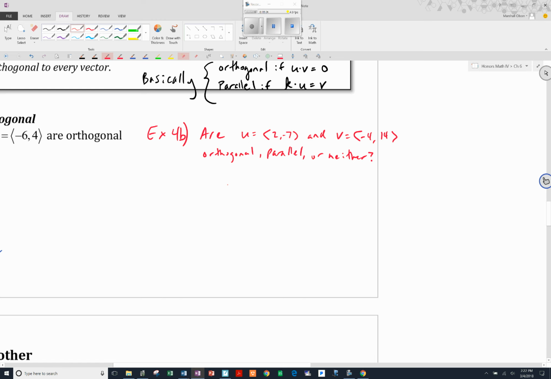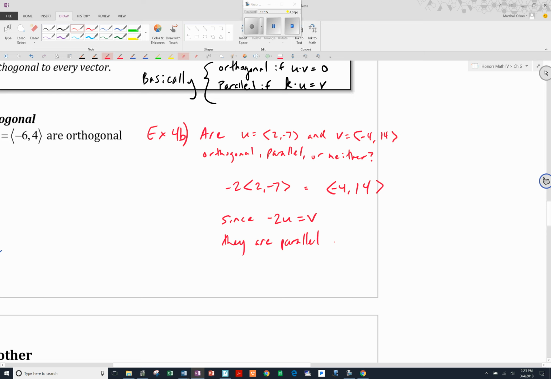Well, as we look at this one, if I take 2 times that 2, -7, I would get 4, -14, which isn't what we want, but hopefully you recognize that it's pretty close. If we were to take -2 times it, and your scalars can be negative, then you would get -4, 14. So I'm going to say since -2 times u gives us v, they are parallel. One is a scalar multiple of the other.